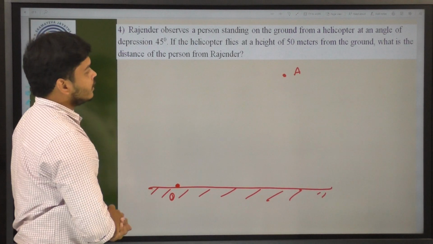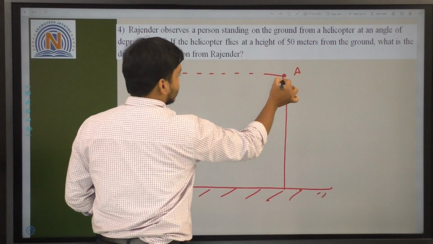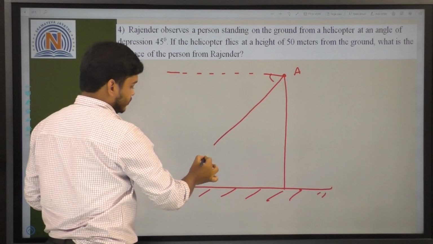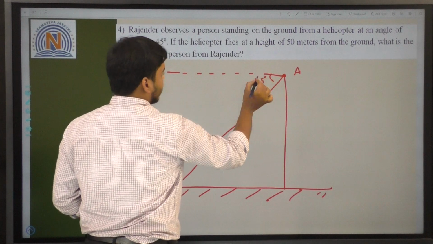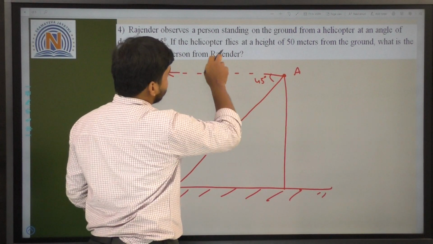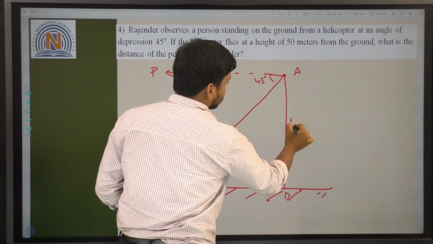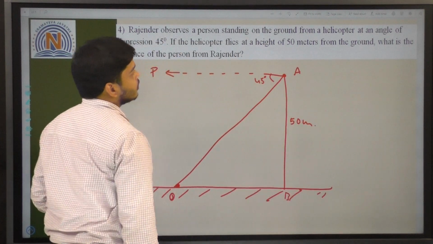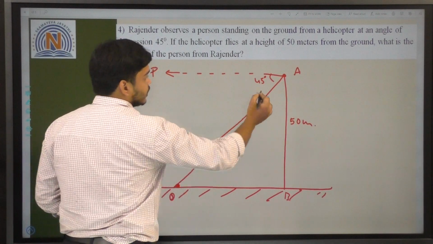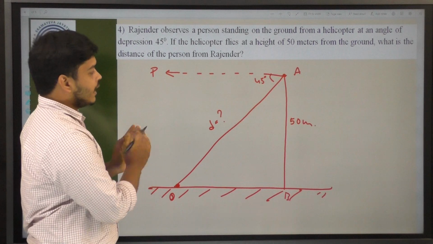So he is observing with an angle of depression of 45 degrees. For example, this is a parallel line P. The helicopter flies at a height of, so AB is the height of the helicopter, the flying height, that is 50 meters from the ground. What is the distance from the person to Rajendra? We need to calculate the distance between the person and Rajendra, that is AO, using the figure.